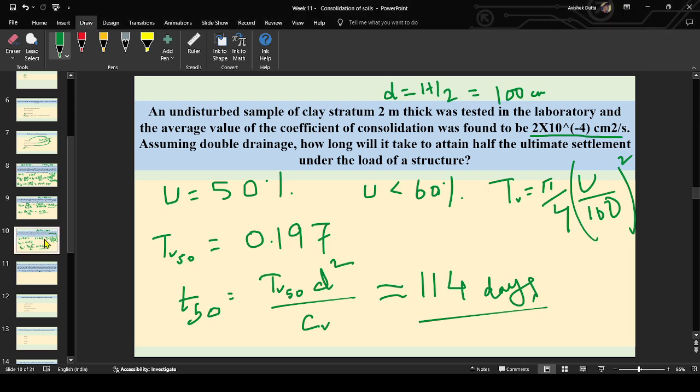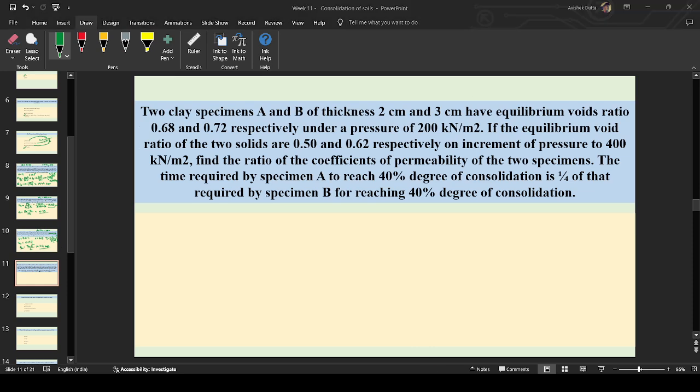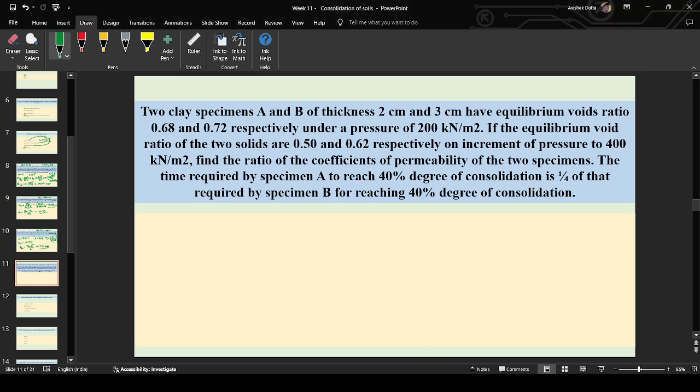Okay, next question. I believe you haven't solved this, so I'll just start right away. In this question, I have asked you to find the ratio of the coefficients of permeability. Let us first find the coefficient of volume compressibility. What is the formula for the coefficient of volume compressibility? mv equals minus del e divided by 1 plus e0 into 1 by del sigma.